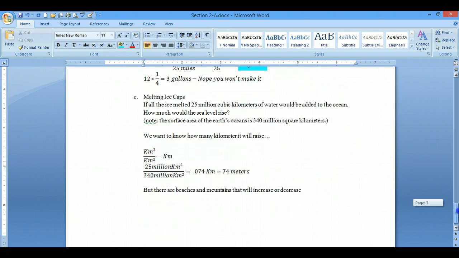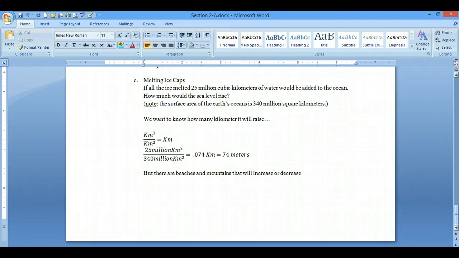Okay, next example, melting ice caps. If all the ice melted, the 25 million cubic kilometers of water would be added to the ocean. How much would the sea level rise? And you'll need to know the surface area of the Earth's oceans is 340 million square kilometers. I know it's getting kind of big. So what we need to know is how many kilometers high it will rise. If I take the cubics and divide by squares, I will get kilometers to the 1, and that means it's the distance or the height of how far it will rise.